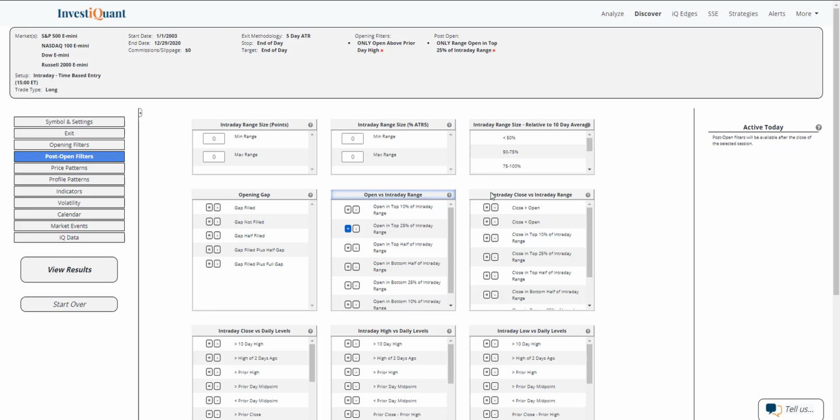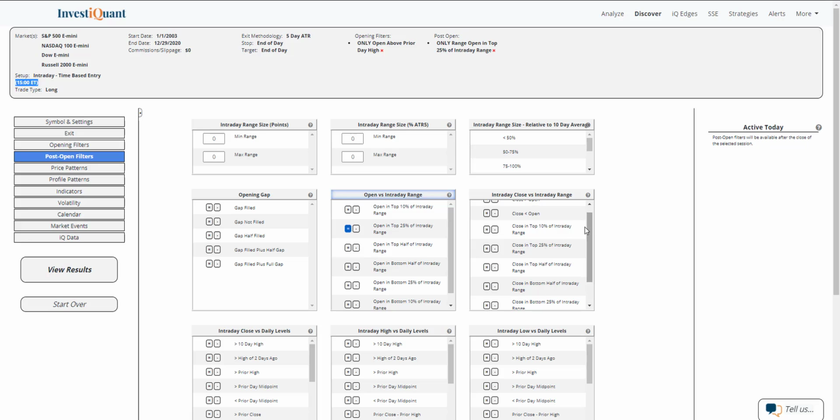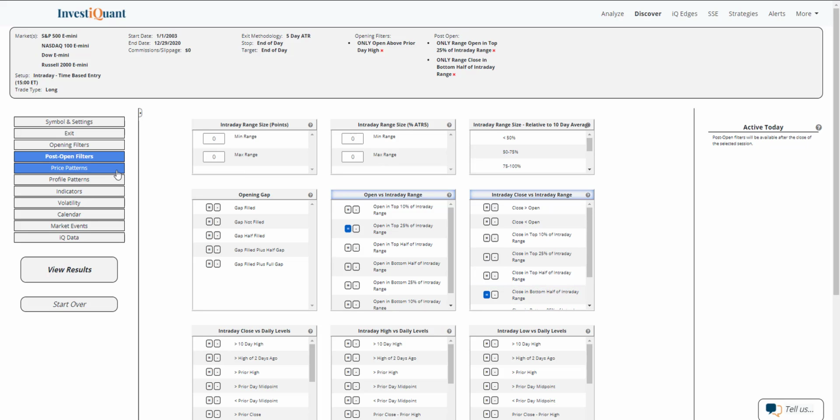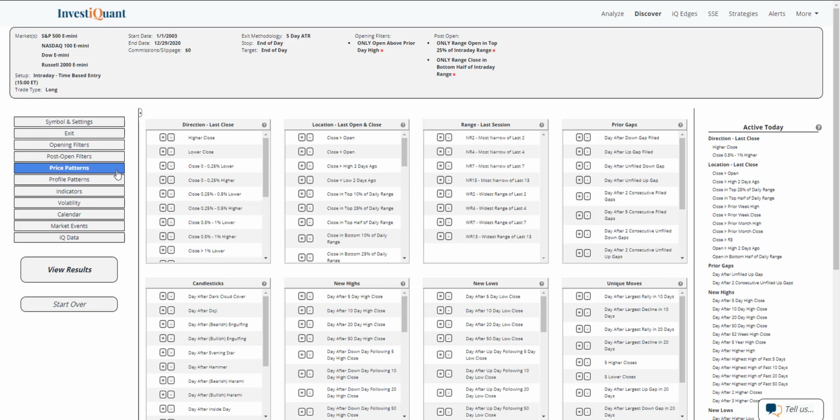And then I'm going to go to this intraday close versus intraday range, and this is going to compare the price at the time of entry, which is 3 p.m. Eastern Time, to where it is in its range. So I'm going to scroll down just a little bit, and I'm going to hit equals next to close in bottom half of the intraday range. So that means at 3 p.m., it would need to be trading below the midpoint of the range for the intraday session.